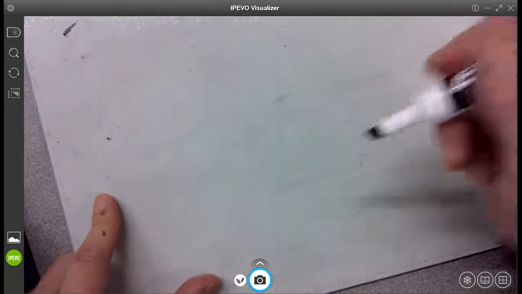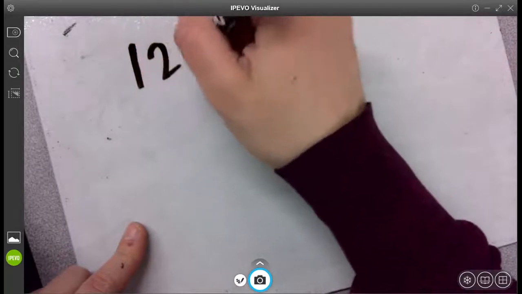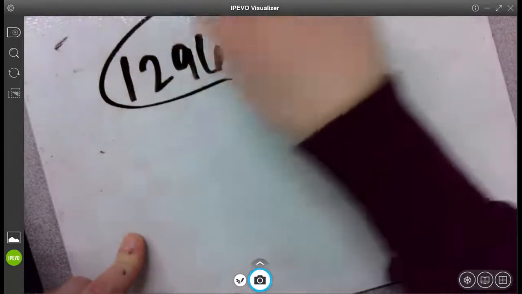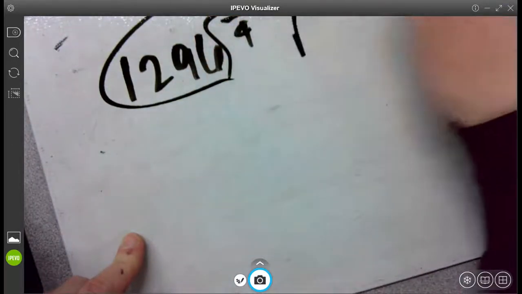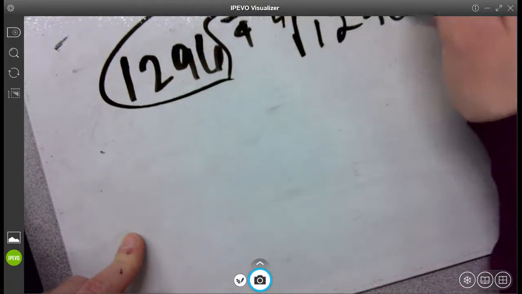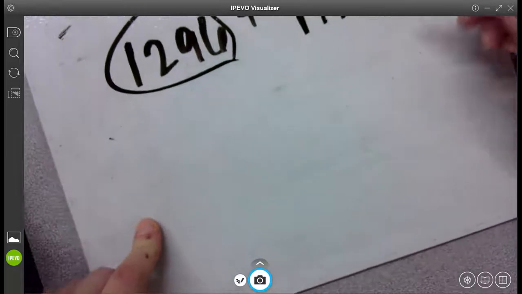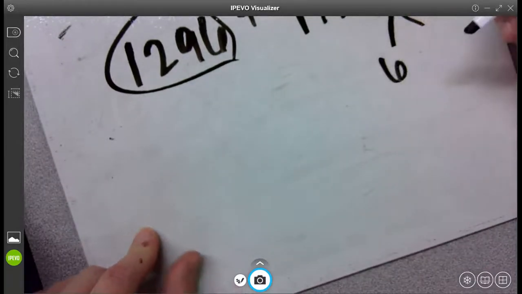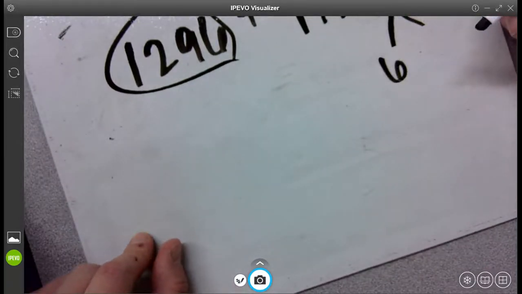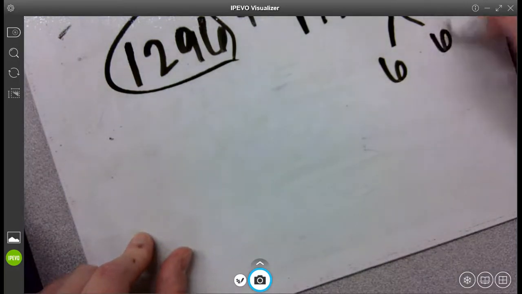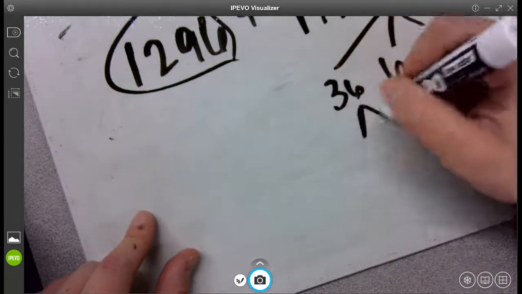Let's try one more. 1296 to the 1/4. That's the same thing as saying 1296 to the first, but it's the 4th root. Well, let's break it down. I know 6 can go in. Okay, and I know another 6 can go in, and I know 36. And I can keep breaking it down.